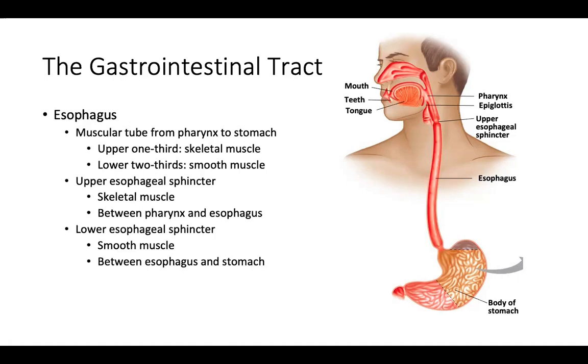Again, we can voluntarily control the upper sphincter. If you've ever been gagging, you'll probably feel that sensation, whereas we cannot voluntarily control the lower esophageal sphincter.